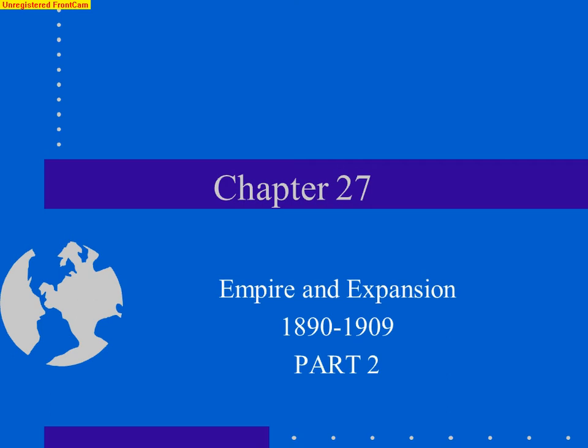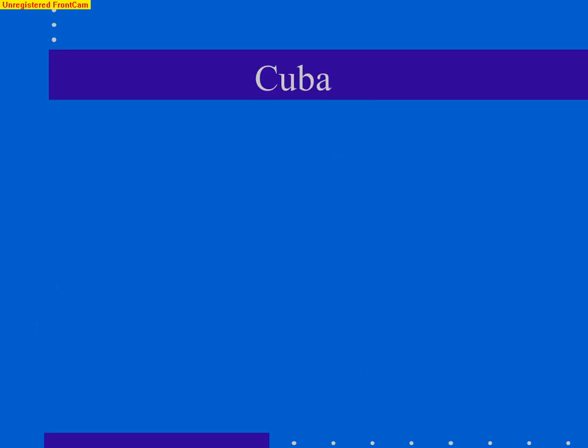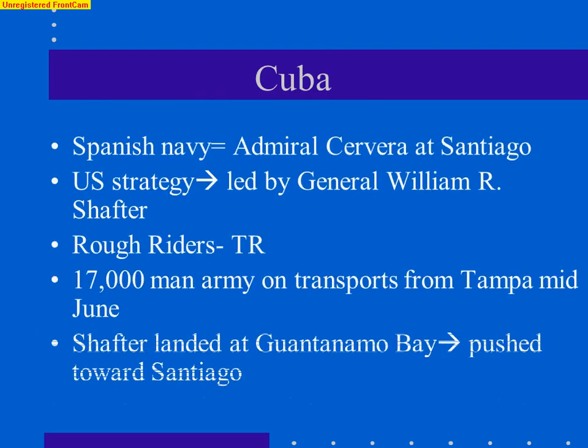Continuing on with Chapter 7, we're looking at the creation of an American empire through imperialism from 1890 to 1909. Now, we're right in the middle of the Spanish-American War, fighting in Cuba, fighting in the Philippines, and soon to be fighting in Puerto Rico as well. Now, back to Cuba, where we already talked about.